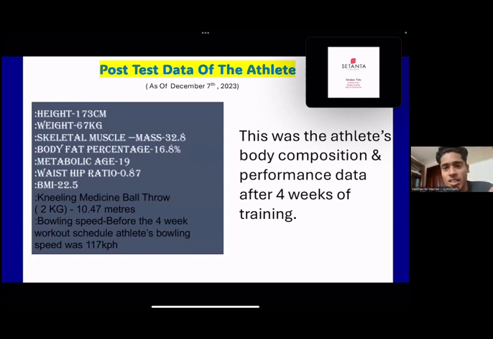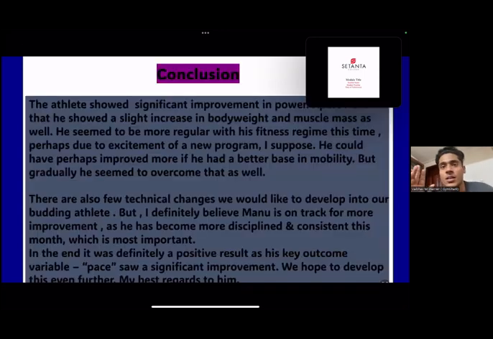And if you check out his medicine ball throw, that has also increased to 10.47 meters. That was the main test that we use for him. Bowling speed, the main thing we are trying to improve, has improved to 117 kilometers per hour. So that's 5 kilometers per hour more than what we had at the start. It's a great improvement. Happy for him.